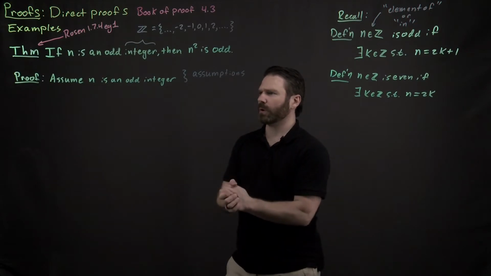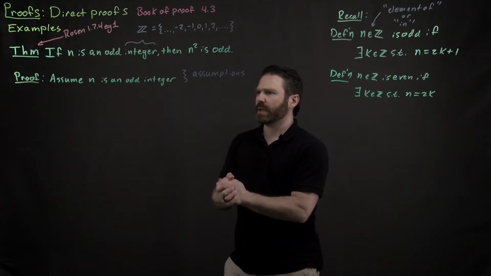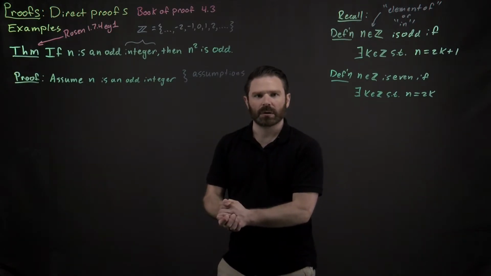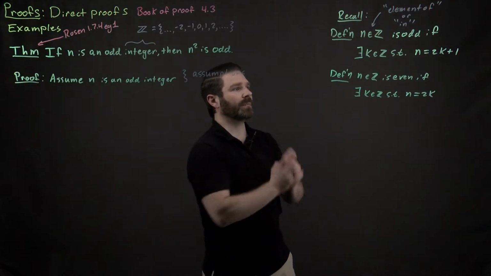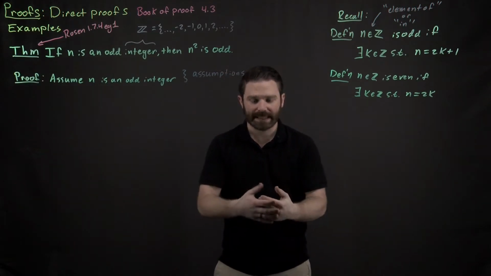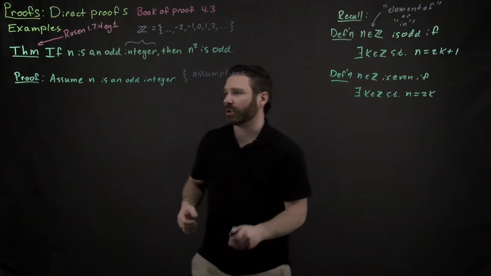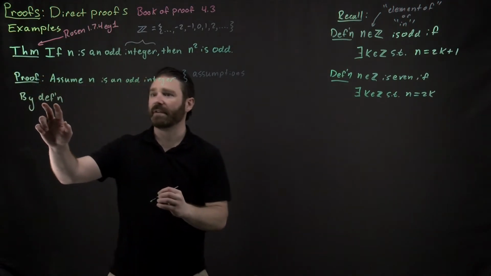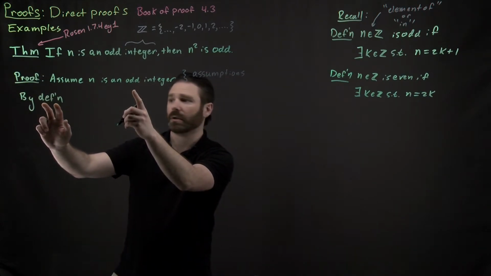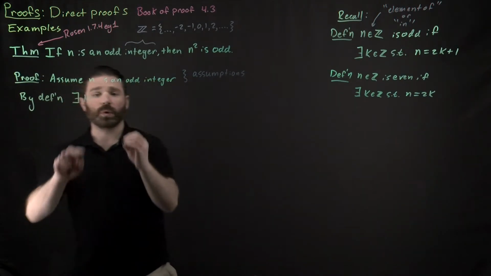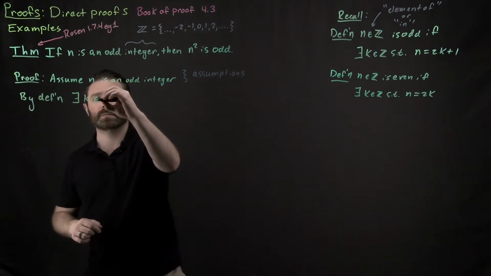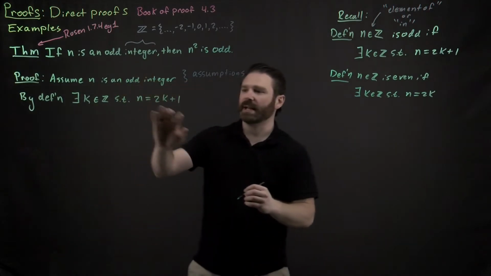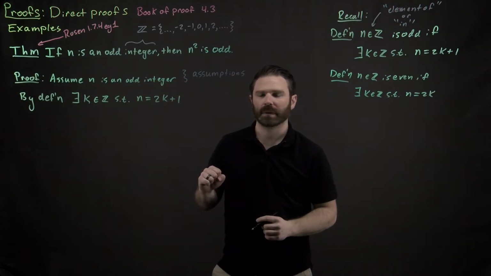So what do we have to work with? The only thing we have is our hypothesis: n is an odd integer. So let's go back to the definition of what it means to be an odd integer and utilize that. Since it's an odd integer, by definition of being an odd integer, we know there exists another integer k such that n equals 2k plus 1.